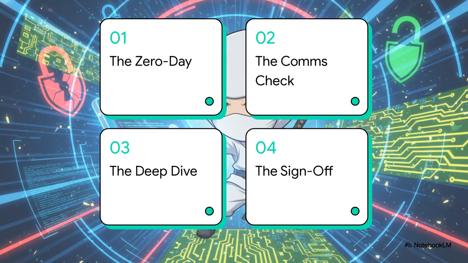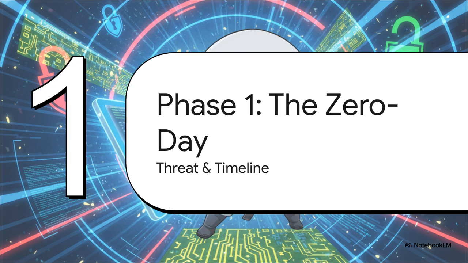Okay, our briefing is going to happen in 4 phases. First, we'll cover the zero-day threat itself. Second, we're doing a mandatory comms check to make sure this channel is secure. Third, we'll do a deep dive into the analysis and how to fix it. And finally, the sign-off. Let's begin. Phase 1, the 0 day.